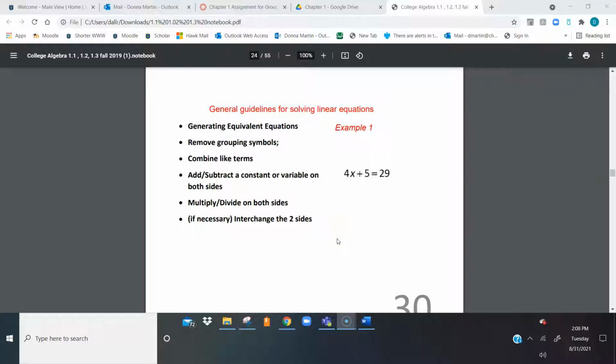I'm going to pause here for just a moment. We ended class working a two-step problem like the one you see at the right. That was your ticket out last Thursday. Review just a moment and feel free to hit pause if you'd like to write down the steps and the guidelines for solving linear equations.